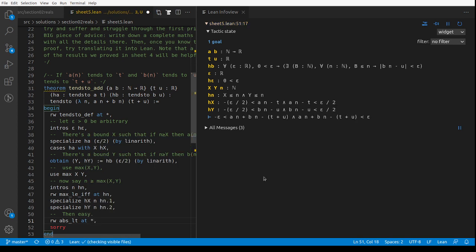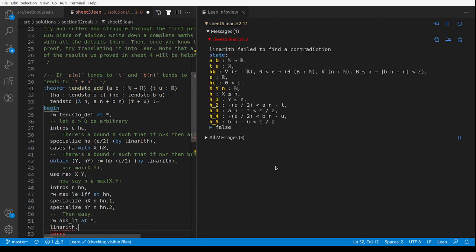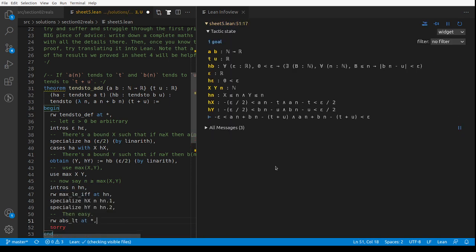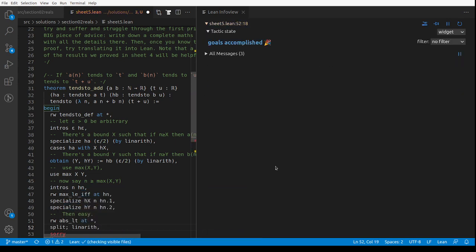So there we go. So now hx says that an minus t is less than epsilon over 2 and bigger than minus epsilon over 2, and bn minus u is less than epsilon over 2 and bigger than minus. So you see now, we're in good shape, because now we might hope that Linarith solves it now, but I think it probably won't. Yeah, it won't do it. Let me try this though. Does that do it? Yeah, there we go.